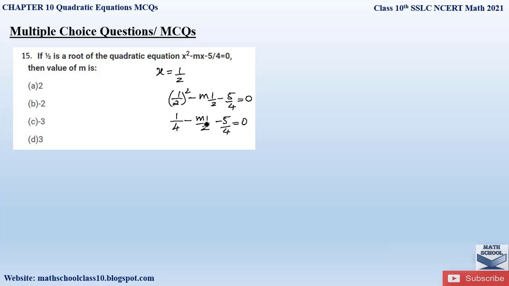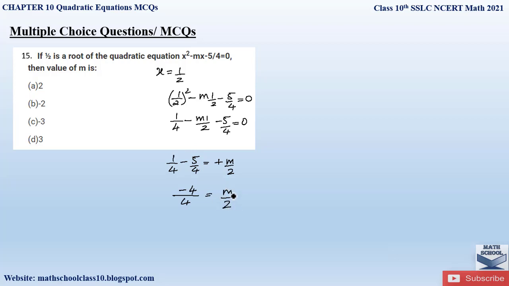So 1 by 4 minus m by 2 minus 5 by 4 equal to 0. Since we have to find the value of m, let us bring the m term to the right hand side. So that will be 1 by 4 minus 5 by 4. When the m term comes to the right hand side, it becomes positive, so that will be plus m by 2. On the left hand side, the denominators are the same, so we can subtract the numerators. What is 1 minus 5? It will be minus 4, because 5 is the greater number, we consider the sign of 5, equal to m by 2.